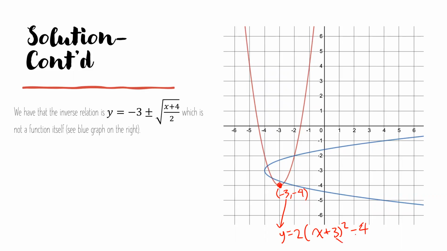So remember, that means the vertex, and I know I'm reviewing a lot here, is going to be negative 3 and negative 4. And how do we know it opens up? Well, the a value is positive. So we already know a lot from the vertex form, right?